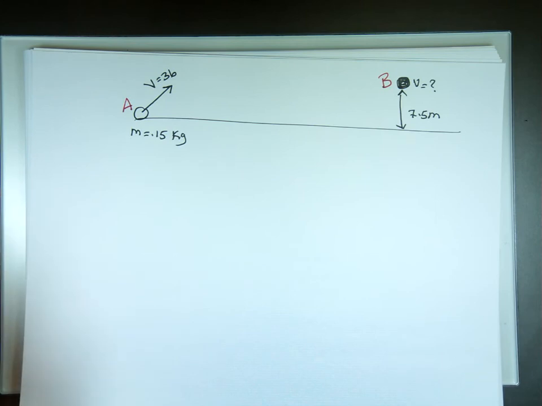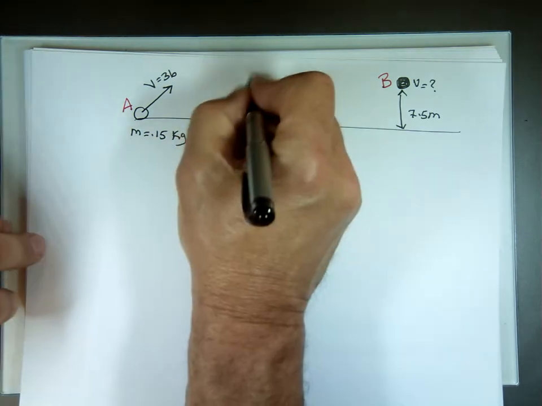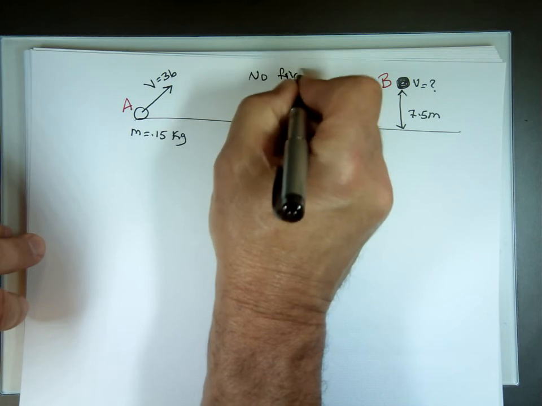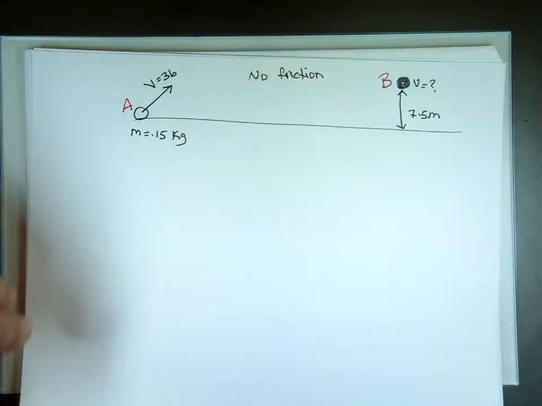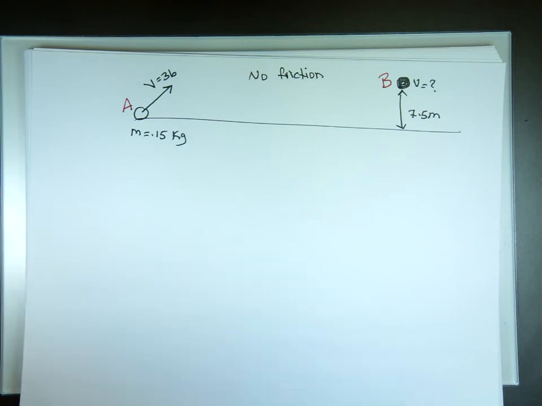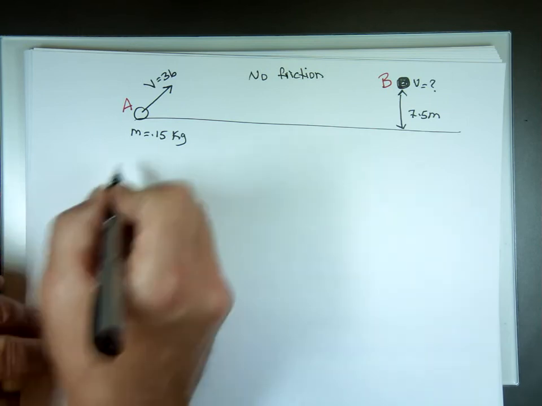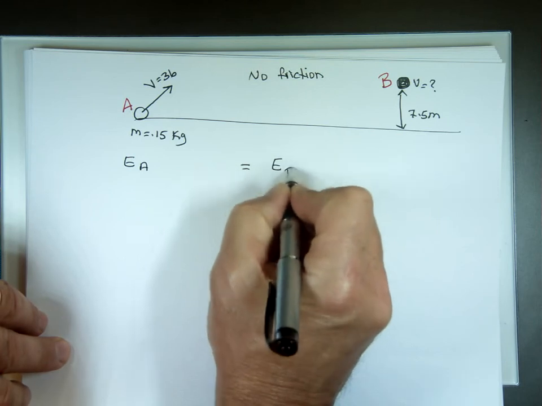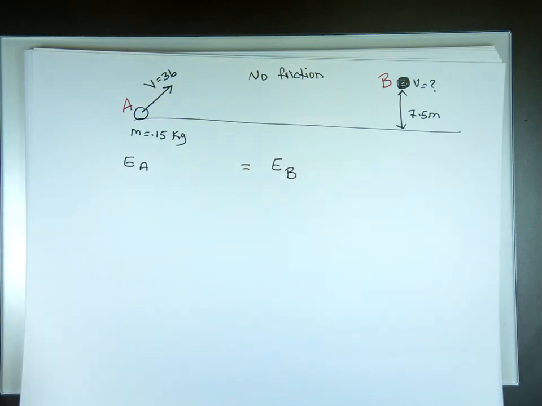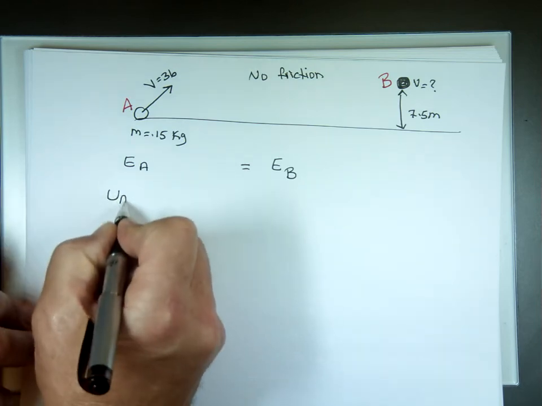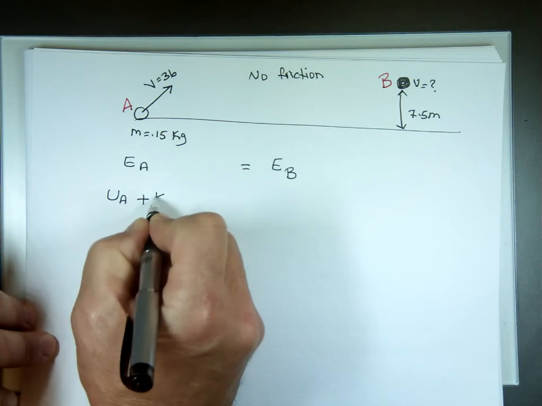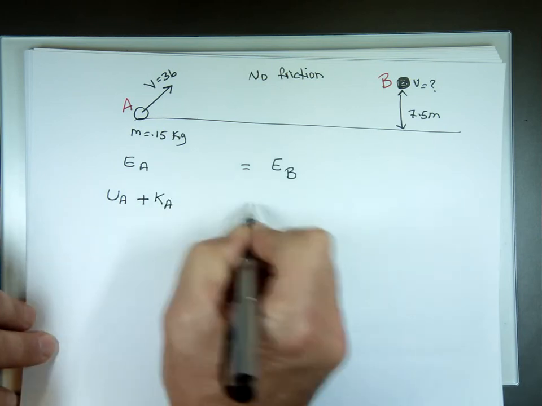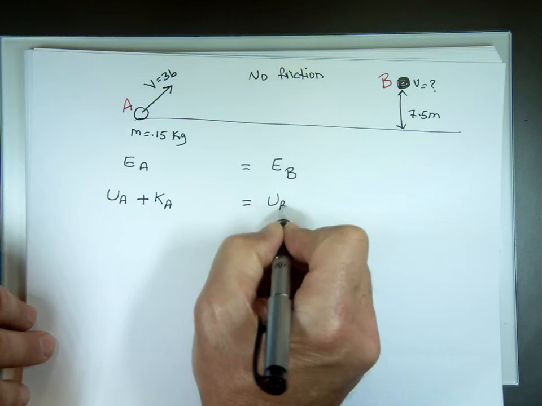Since we neglect friction, it says no friction here. The only force acting on that ball is gravity, and gravity is a conservative force. I can use conservation of energy, mechanical energy. The mechanical energy at A should equal the mechanical energy at B. What's the mechanical energy? That's potential energy at A plus kinetic energy at A should equal potential energy at B plus kinetic energy at B.